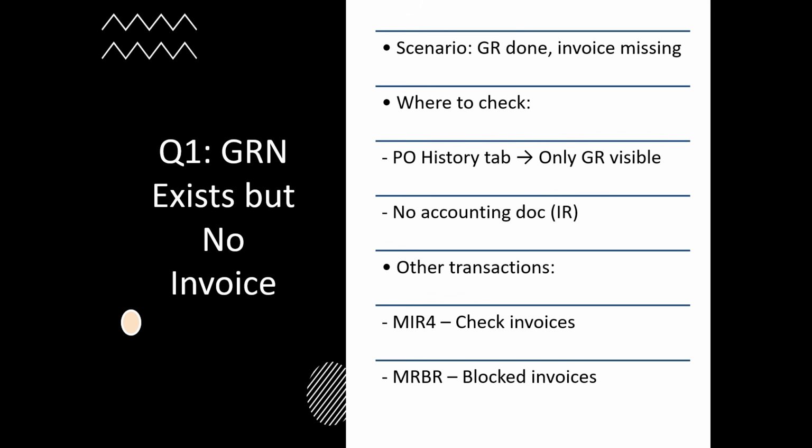There are two other transactions we can use specifically for this purpose. Number one is MIR4, which is used to check the invoices, and the second one is MRBR. In this transaction, you can also check blocked invoices and these types of things. In this way, using these two transactions, you can check the invoice status in detail. Next, let's move forward.